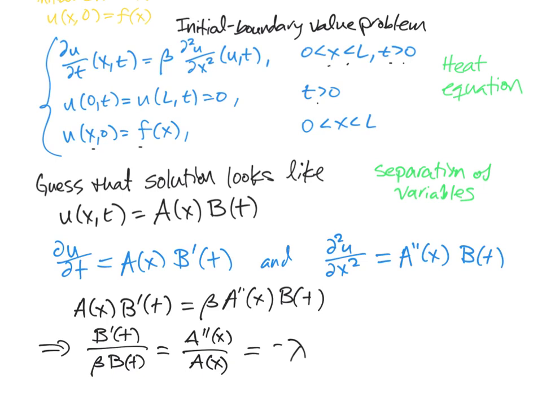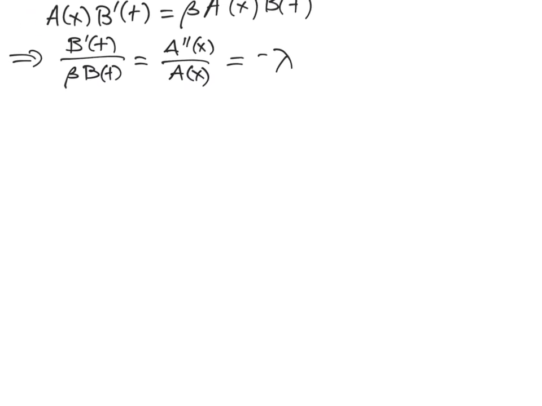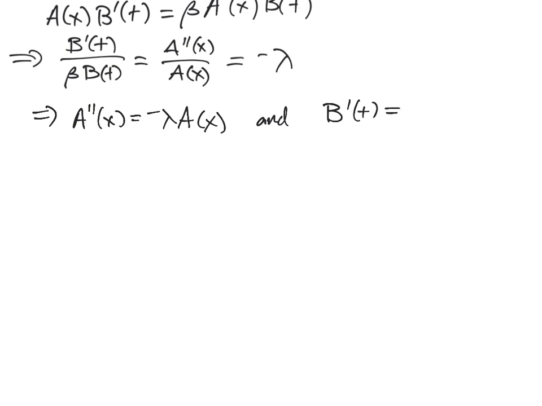So this set of equalities is going to give us two more equations. We'll just rewrite the left-hand side equal to negative lambda, and then what's now the middle equal to negative lambda. And we get two ordinary differential equations. So one in x, a double prime of x equals negative lambda a of x, and one in t, b prime of t equals negative lambda beta b of t.